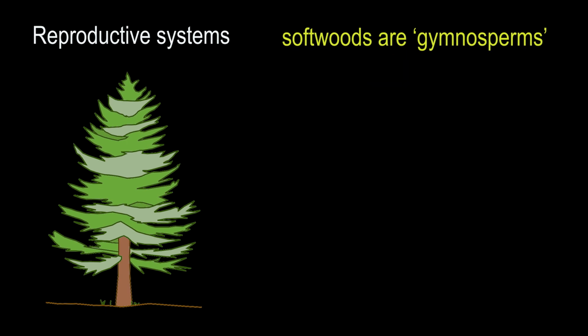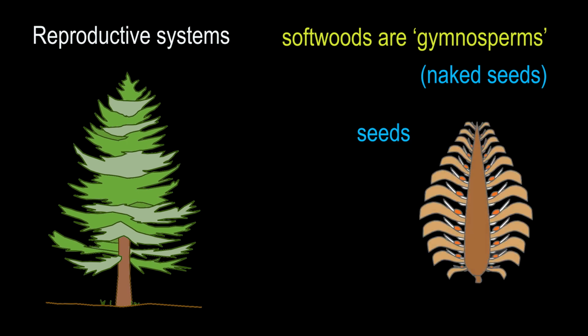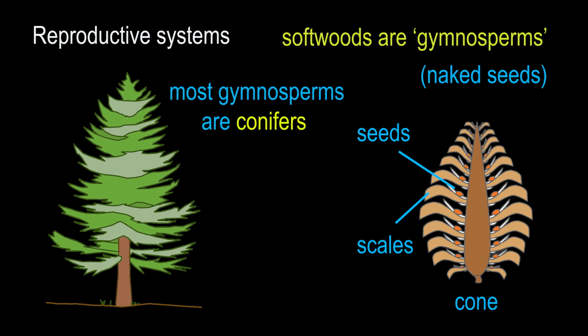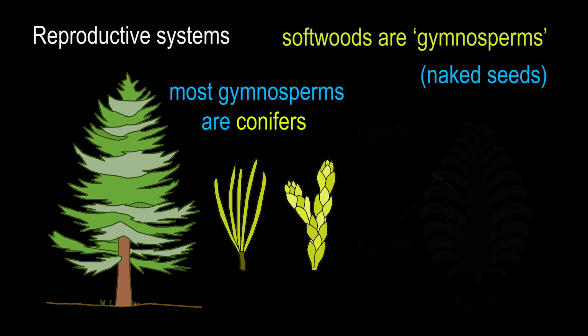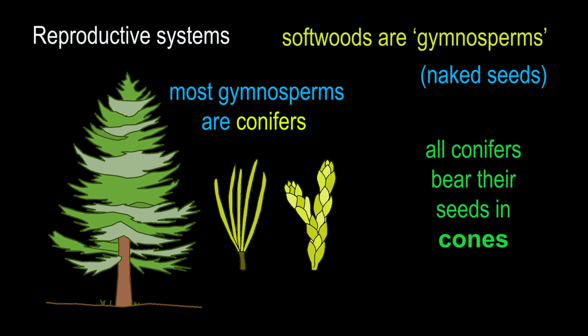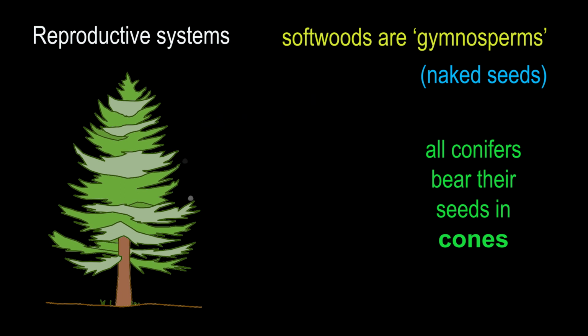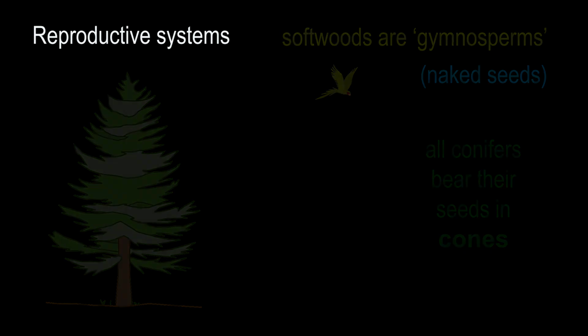Botanically speaking, softwoods are gymnosperms, which means naked seeds. This is a reference to the fact that the seeds are exposed when the scales on a softwood cone open up. Most gymnosperms are conifers and have needle-shaped or scale-like leaves. All conifers bear their seeds in cones. When the scales of the cone open up or disintegrate, the seeds are exposed to the environment and are able to be dispersed by the wind or carried away by birds and animals.